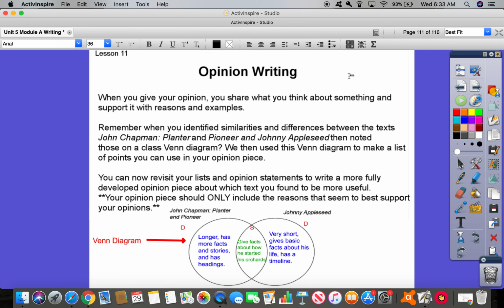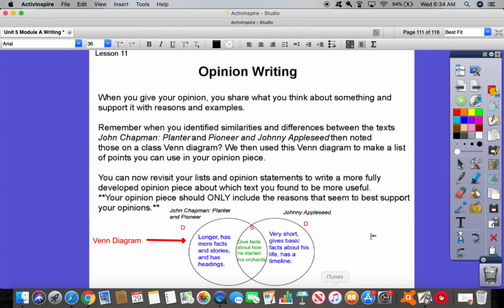Opinion writing. When you give your opinion, you share what you think about something and support it with reasons and examples. Remember when you identified similarities and differences between the text John Chapman, Planter and Pioneer, and Johnny Appleseed, then noted those on a class Venn diagram? We then used this Venn diagram to make a list of points you can use in your opinion piece. So you can now revisit your lists and opinion statements to write a more fully developed opinion piece about which text you found to be more useful. Your opinion piece should only include the reasons that seem to best support your opinions.